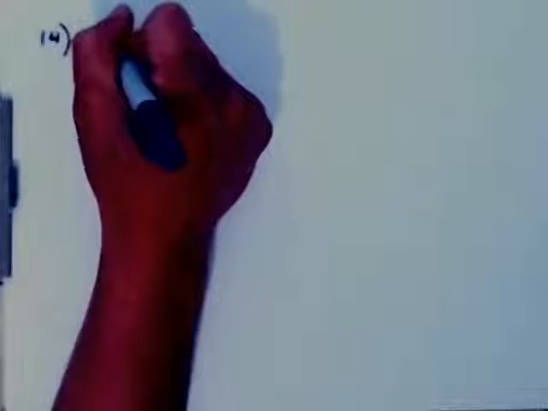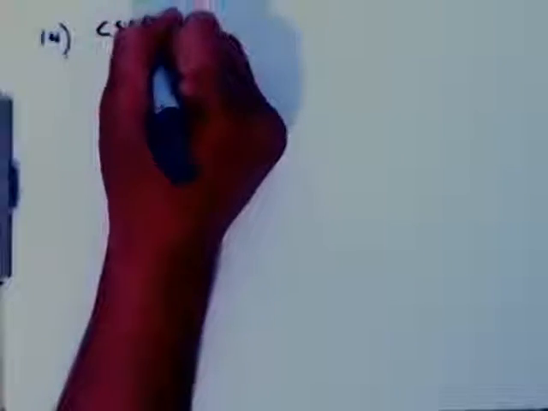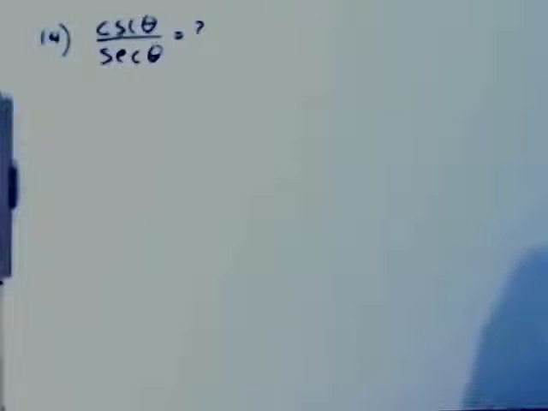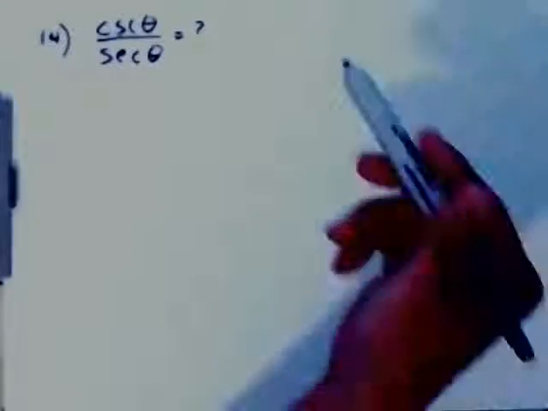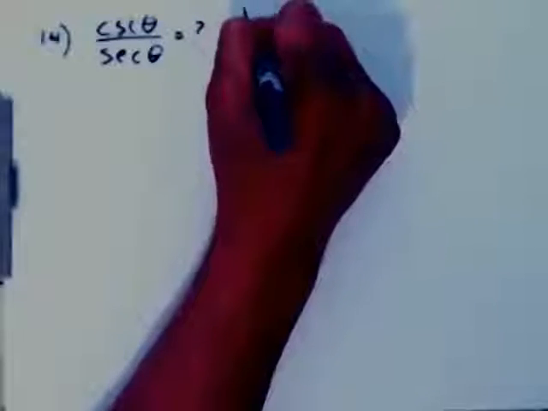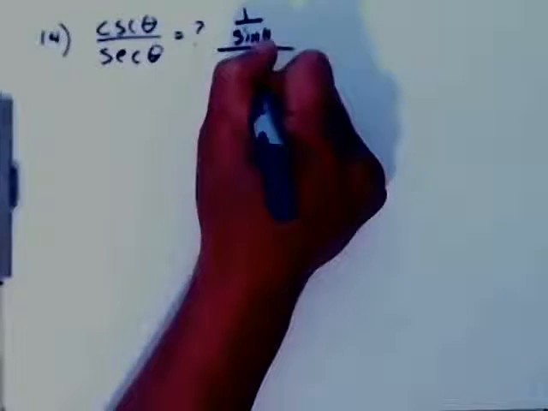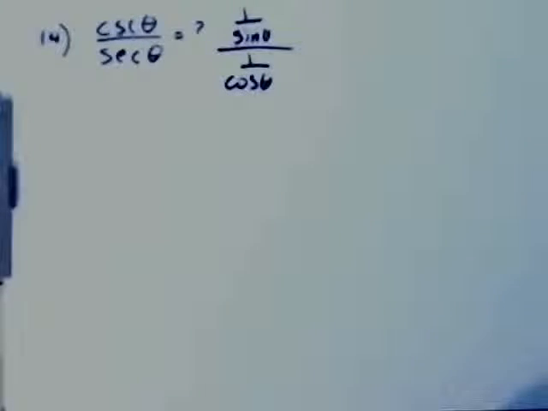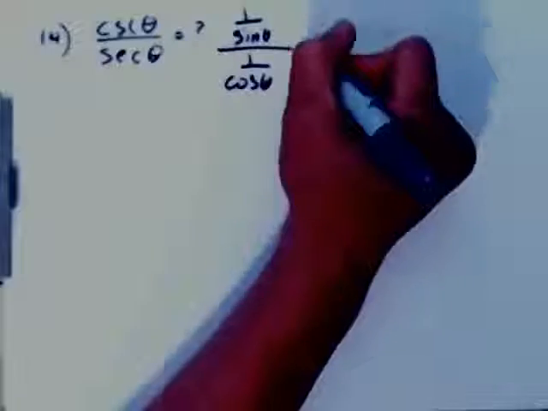Number 14. Cosecant of theta over the secant of theta. They only want you to use sines and cosines, so the answer must be in sines and cosines. We know that the cosecant is 1 over the sine, divided by the secant, which is 1 over the cosine of the angle. You have a really complicated fraction there. It's called a complex fraction.